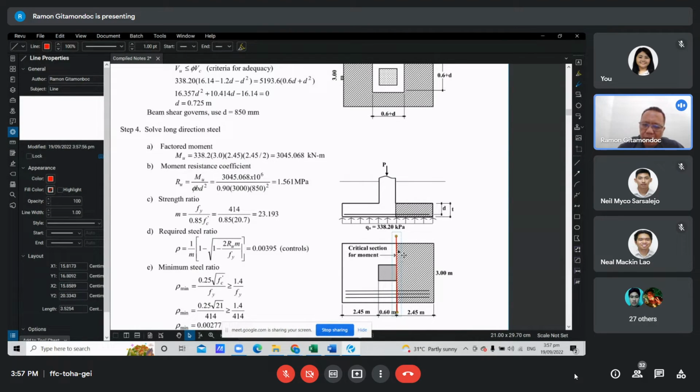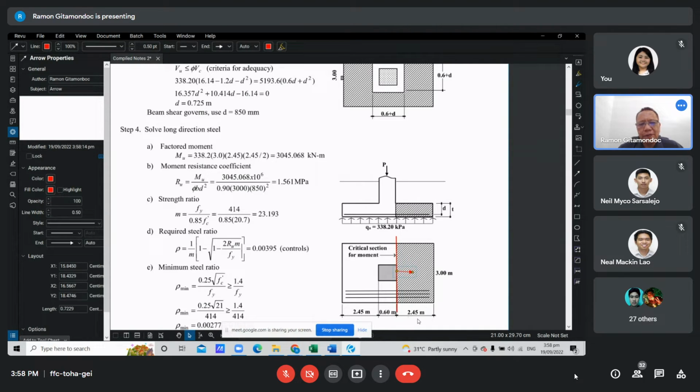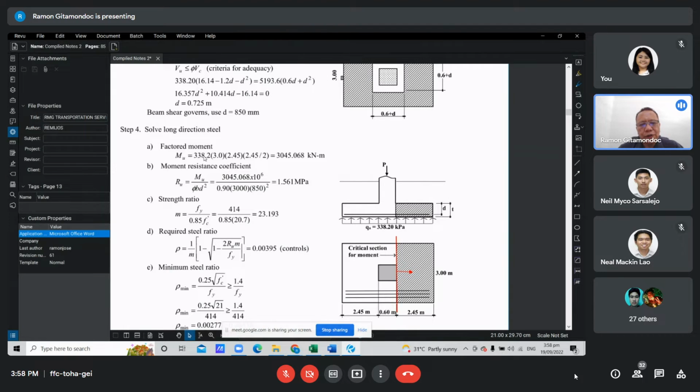So let's compute the moment. It is simply the net ultimate upward pressure multiplied by this area that will give you the resultant force, then multiply that by its moment arm, no, which is half of 2.45. Okay. So we have the calculation here.